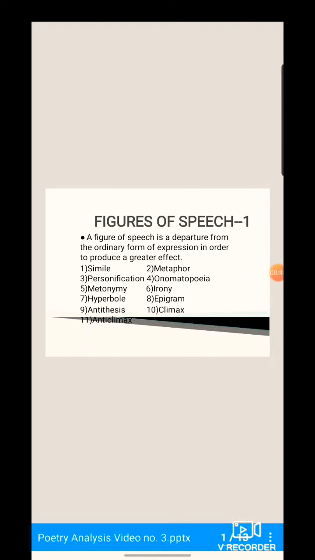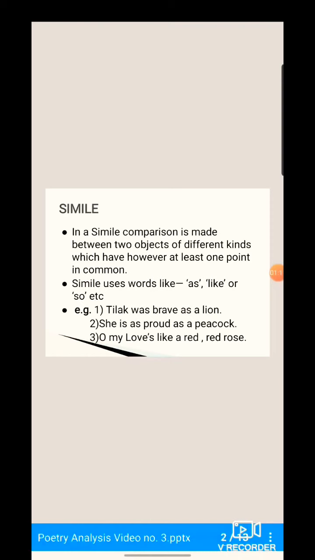Let's start with simile. The word simile means likeness. It comes from the Latin word similis, S-I-M-I-L-I-S, meaning like, and it means likeness. In a simile, comparison is made between two objects of different kinds which have, however, at least one point in common. In other words, a likeness between two different things is stated in an explicit way using the words as or like or so, etc.